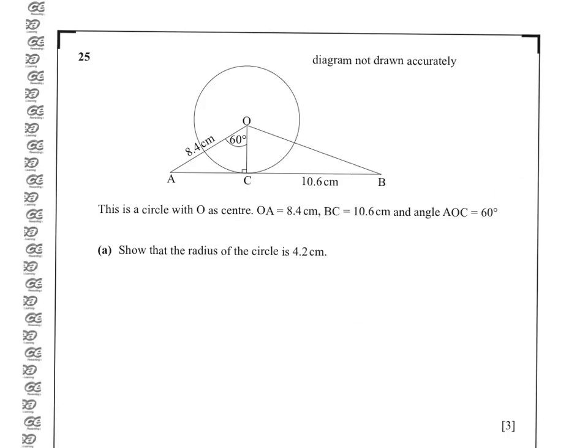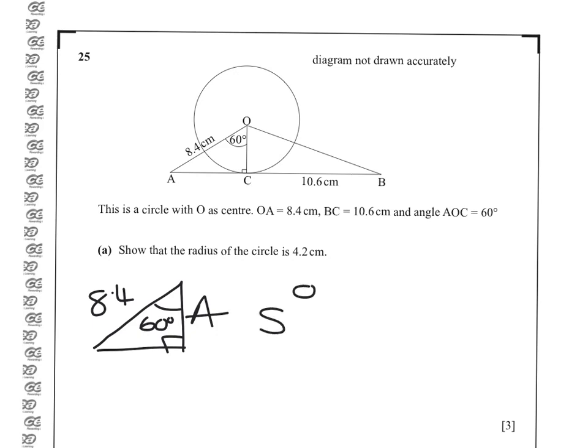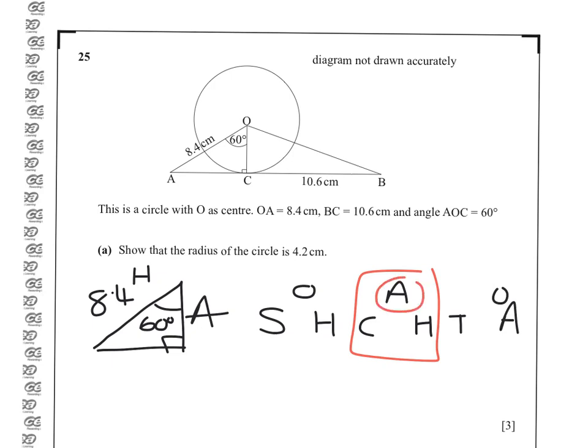I'm going to start by taking the triangle OAC, and if I take OAC, I have 8.4 and 60 degrees. I'm going to work out the side of OC, which is adjacent. Writing out my trig triangles, so CAH TOA. 8.4 is the hypotenuse, so I want the adjacent and the hypotenuse, so I want cos. And I'm trying to work out the adjacent, which tells me that the adjacent is the cos of the angle multiplied by 8.4, which gives 4.2.